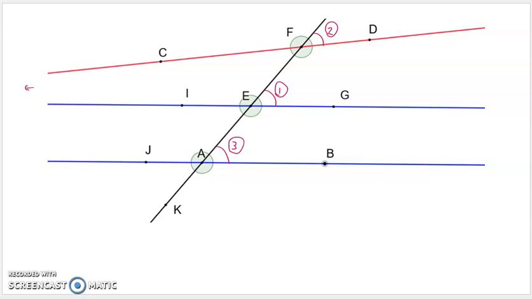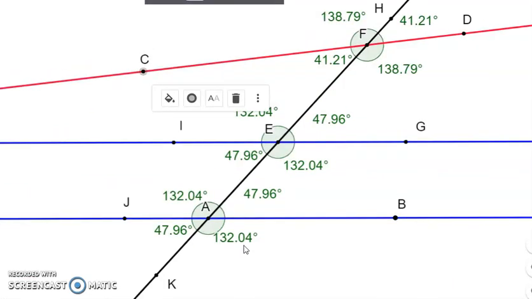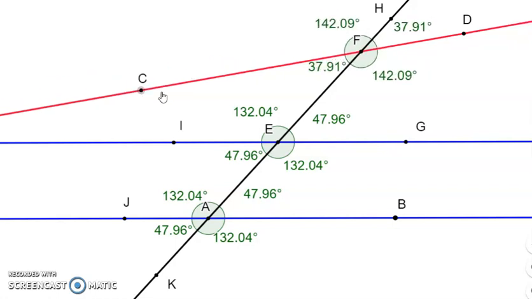So I have created a little figure here on an app called GeoGebra, and I can move this around, and I actually have measured the angles. So here we go. I've got these measurements. Notice lines CD and IG are not parallel, and what I can do is I can actually grab this and make them even less parallel. Notice that angle HFD, which is 37.9, and say angle IEA, 47.96, those are alternate exterior angles. They're nowhere close to being the same.